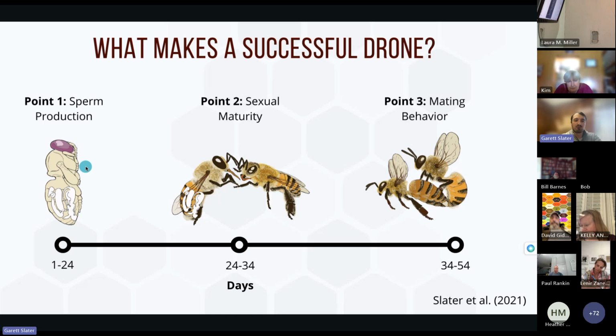And if we actually compare drones, or males, in bumblebees or other closely related bee species, those males produce sperm continuously when they become adults, whereas for honeybees, it's restricted to a really short period. And so that's what makes honeybees really unique compared to other bee species.